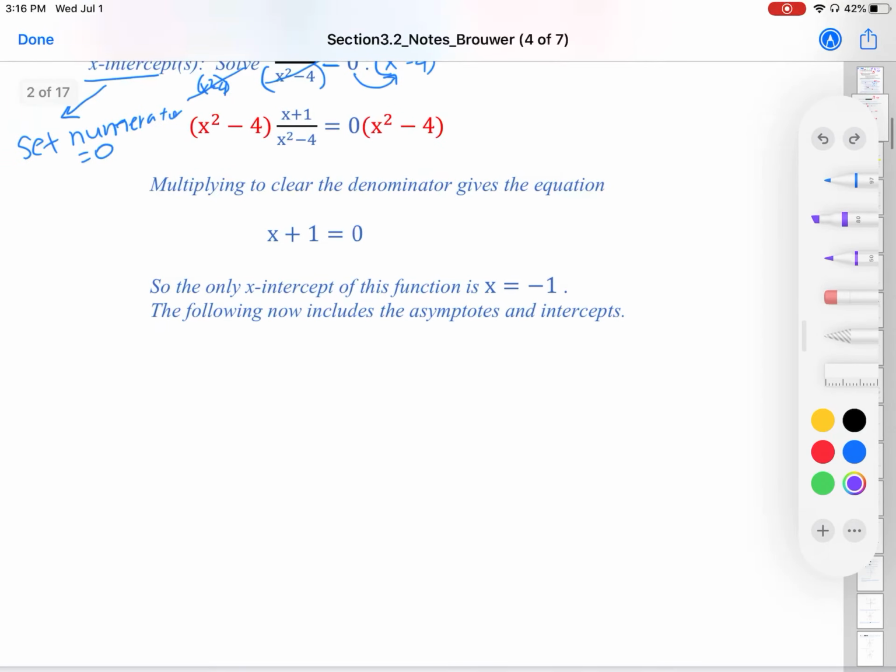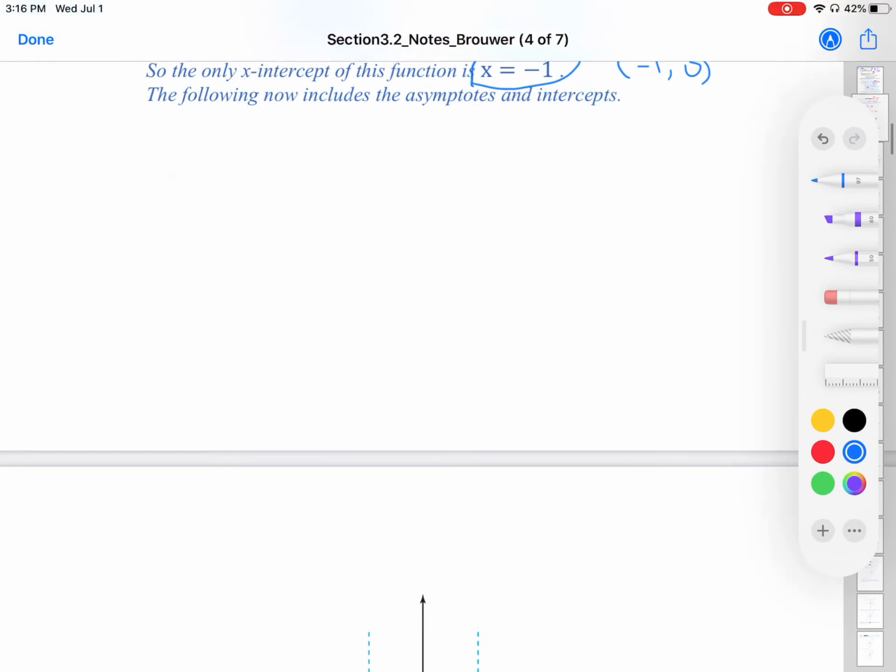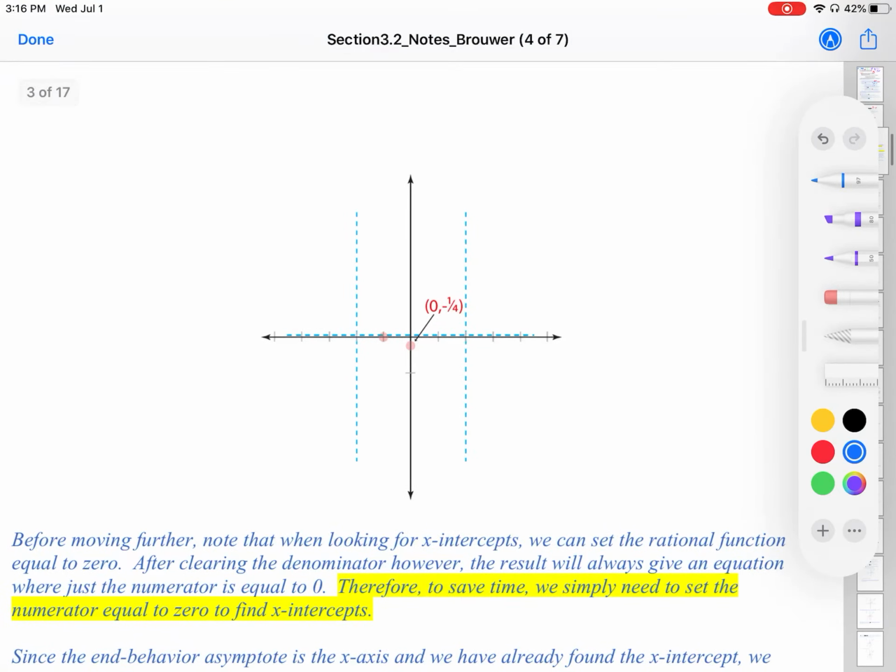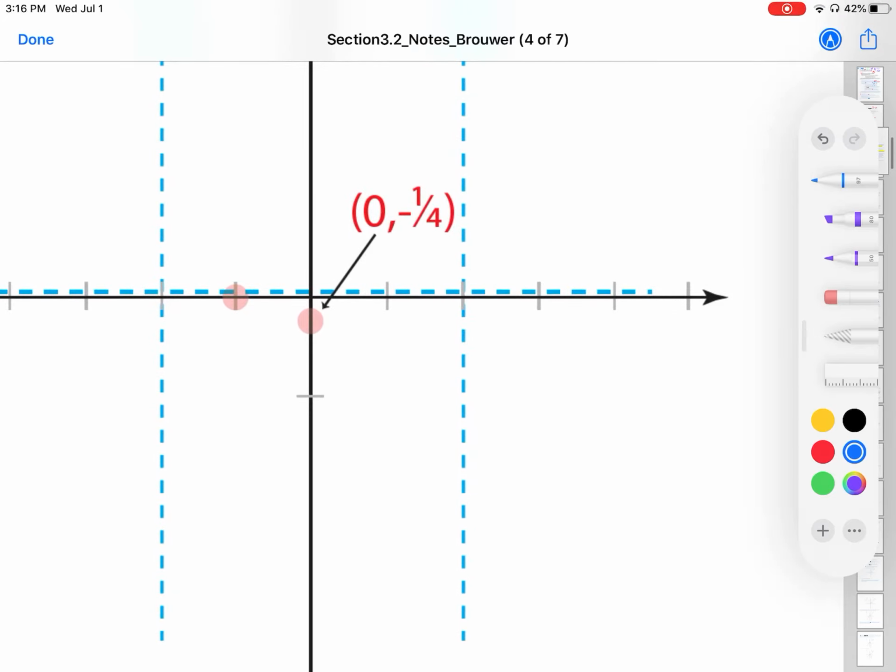All right, our numerator is x plus 1. We subtract 1 from both sides. We're left with x equals negative 1 as our x-intercept. So now we have the point negative 1 comma 0. So let's plot what we have. We have our x-intercept at negative 1 comma 0, and we have our y-intercept at 0 comma negative 1/4.